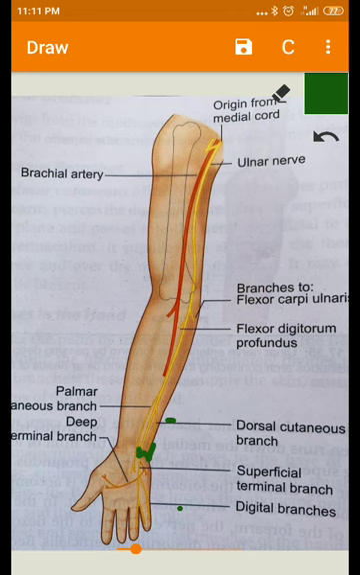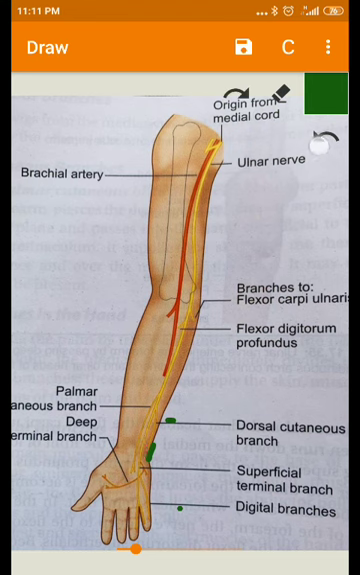One is the flexor digitorum superficialis tendon on the lateral side and flexor carpi ulnaris on the medial side. Okay, now here the nerve enters the hand.